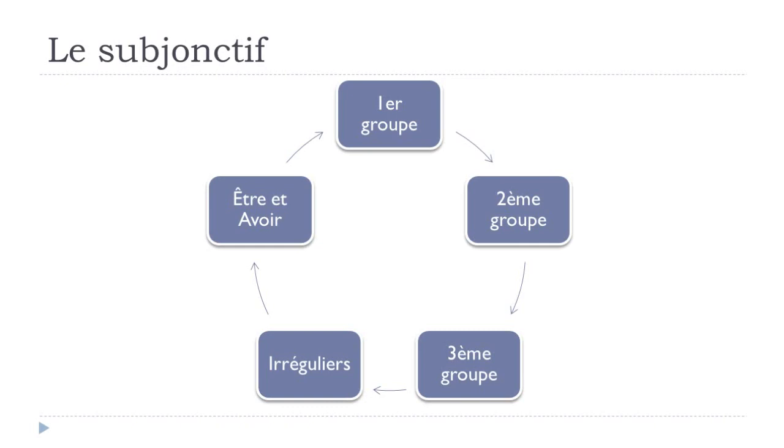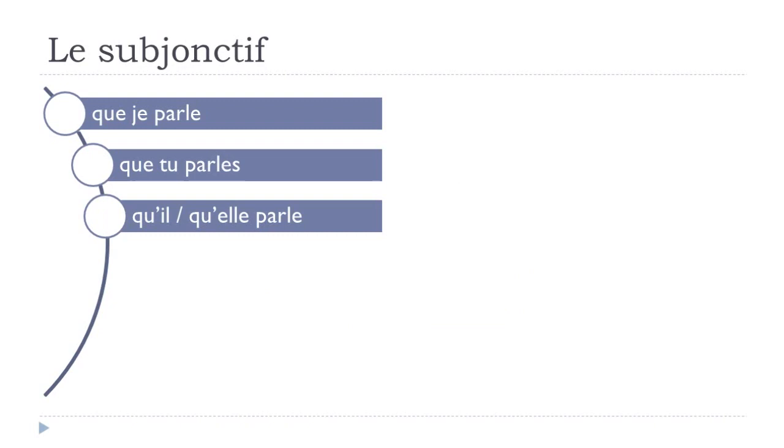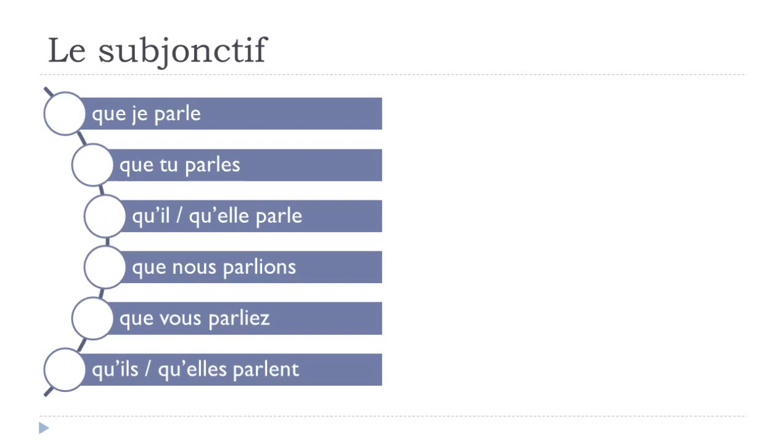And you will see that it's quite easy because we get que je parle, que tu parles, qu'il parle, qu'elle parle, que nous parlions, que vous parliez, qu'il parle, qu'elle parle. All right, this is the subjonctif. And it's quite interesting because if you take the time to look at it, que je parle, it's exactly the same form as the present form. Que tu parles, same thing. Qu'il parle, qu'elle parle, exactly the same thing as the present form. And then qu'ils parlent, qu'elles parlent, same. It's like the present form. Que nous parlions and que vous parliez, it's exactly the same thing as the imparfait.